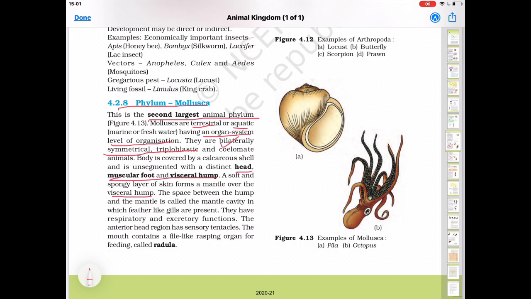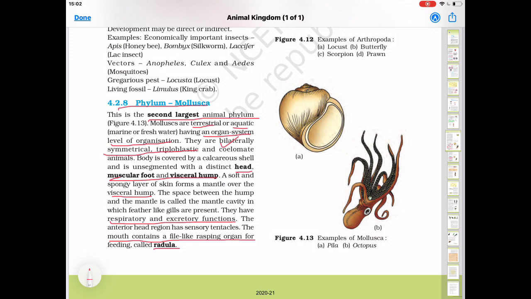They perform the function of respiration as well as excretion. The anterior head region has sensory tentacles. The mouth contains a file-like rasping organ known as radula. In the mouth, file-like teeth are present, and the whole structure is known as radula.